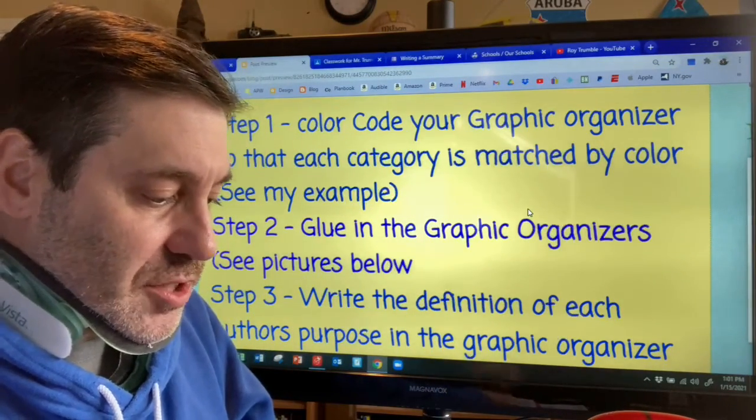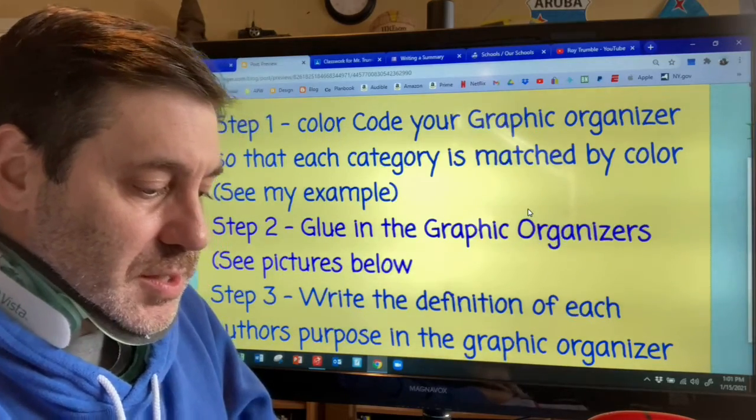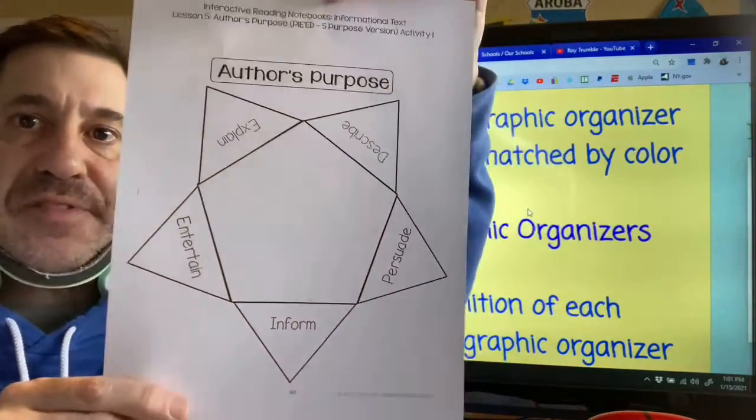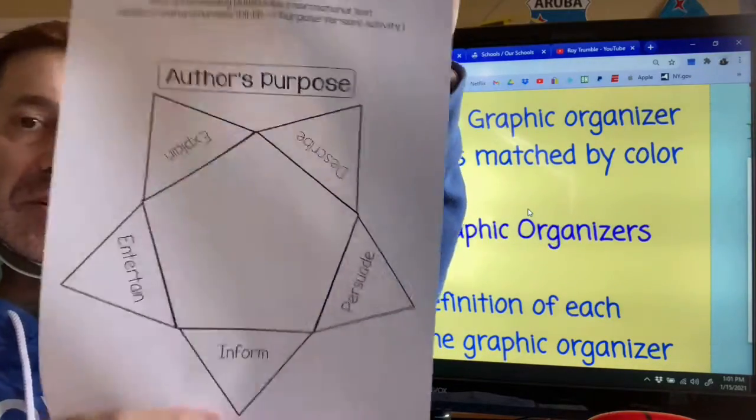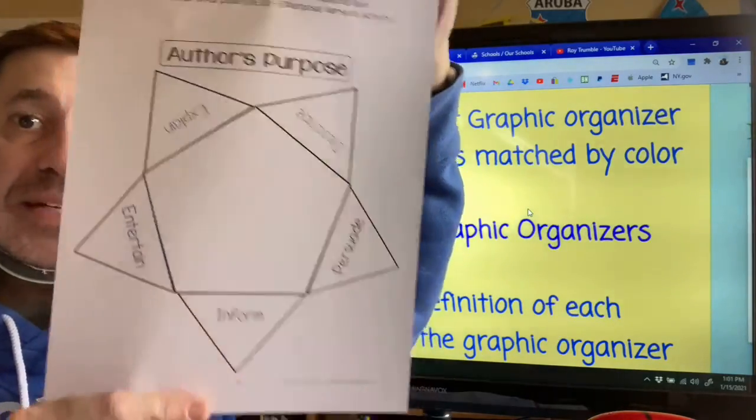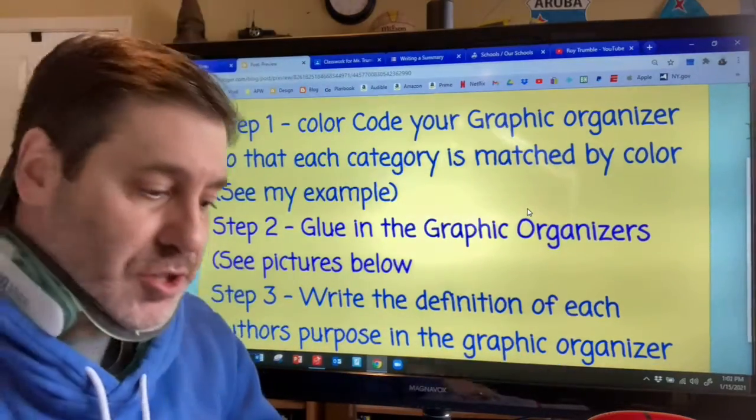And then you're also going to need to take out this graphic organizer that says author's purpose, and you can see all these different author's purposes written on this diagram. Take these out. Those are the 2 sheets you're going to need.